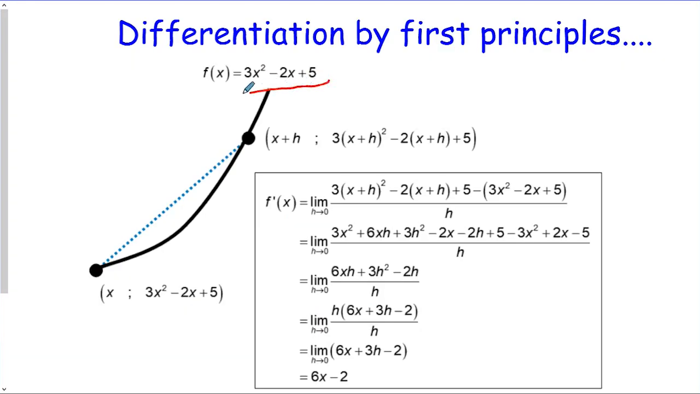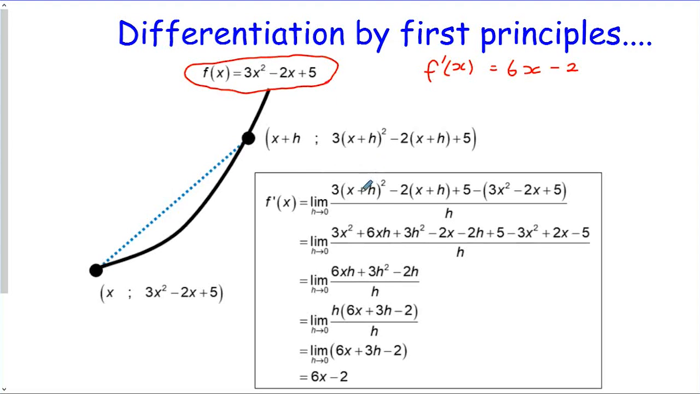Right, let's have a look at an example. So the nice thing with differentiation by first principles, and it is a formal process, so we've got to focus on the notation, is that we know the answer before we start. We know from our rules of differentiation that the derivative of 3x squared minus 2x plus 5 is 6x minus 2. That's where we've got to end up.